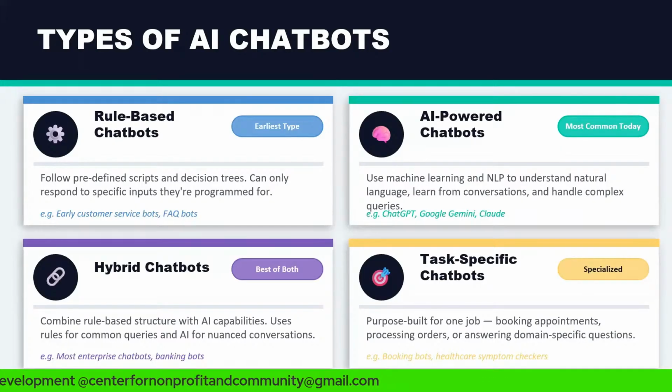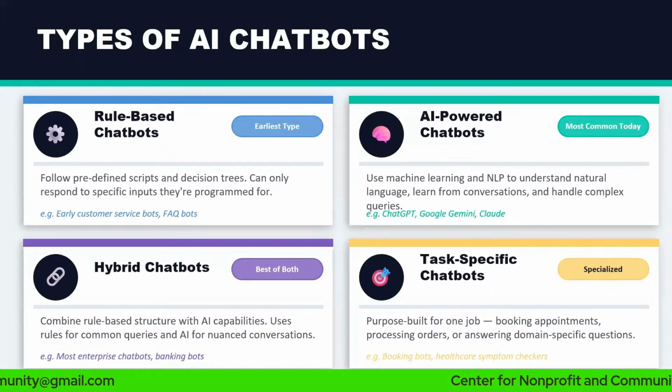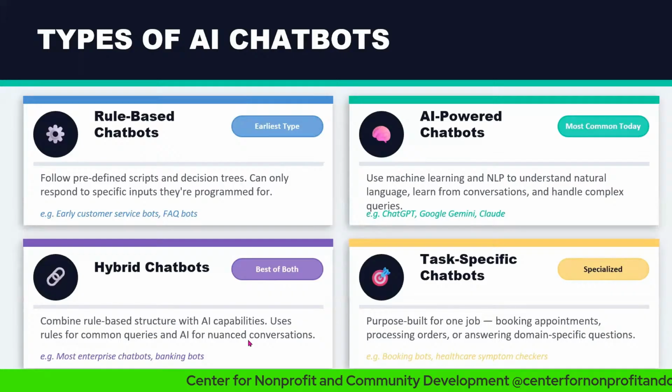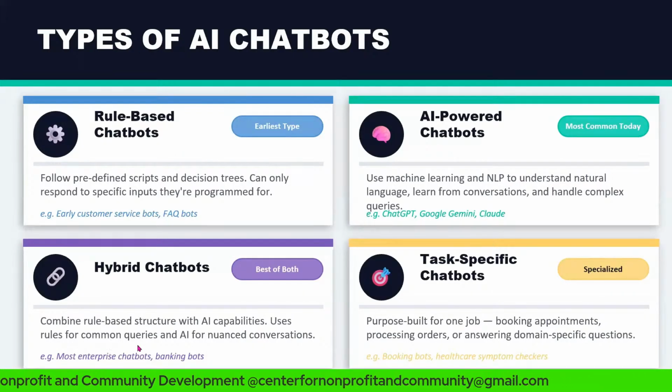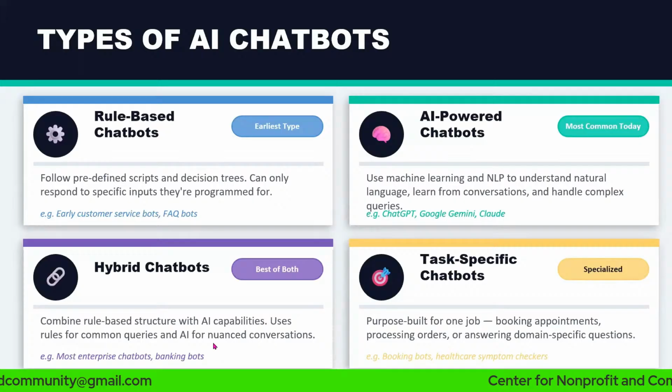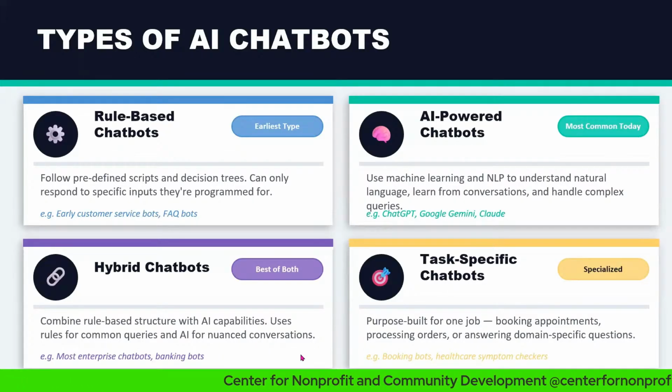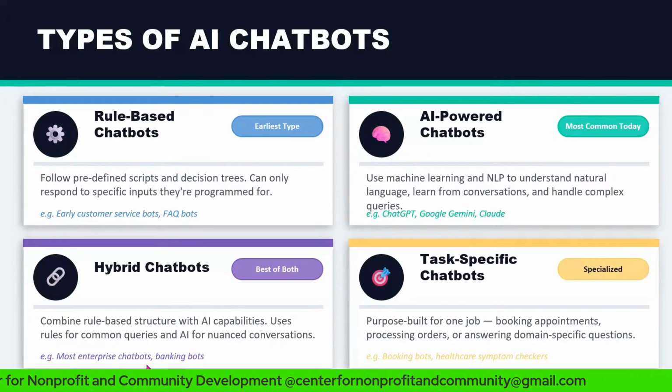And then there are hybrid bots. And this is a combination of both. It combines rule-based structure with AI capacity, using rules for common queries and AI for nuanced conversations. These are mostly enterprise chatbots and used for banking purposes.